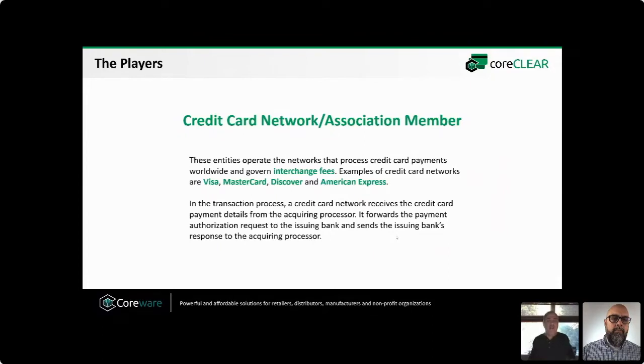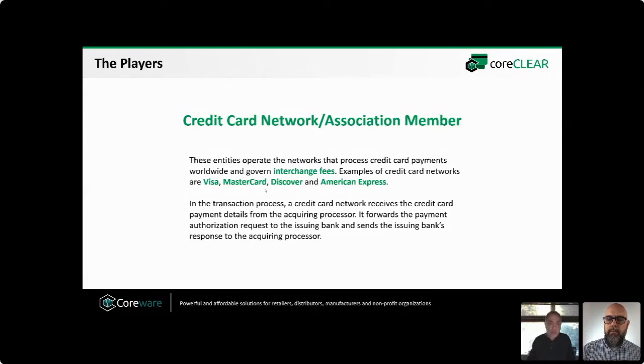And then, of course, we've got the actual credit card network, and that's Visa and MasterCard, Discover, American Express. Those are all part of that credit card network. There's a small number of entities that actually provide branded credit cards. So those are the major ones: Visa, MasterCard, Discover, and American Express. And they actually are responsible for what we call the interchange rates, and I'll explain all of that in a minute. So basically, in the transaction process, the network receives the credit card payment details from that acquiring processor, and it forwards those details to the actual bank that issued the credit card.